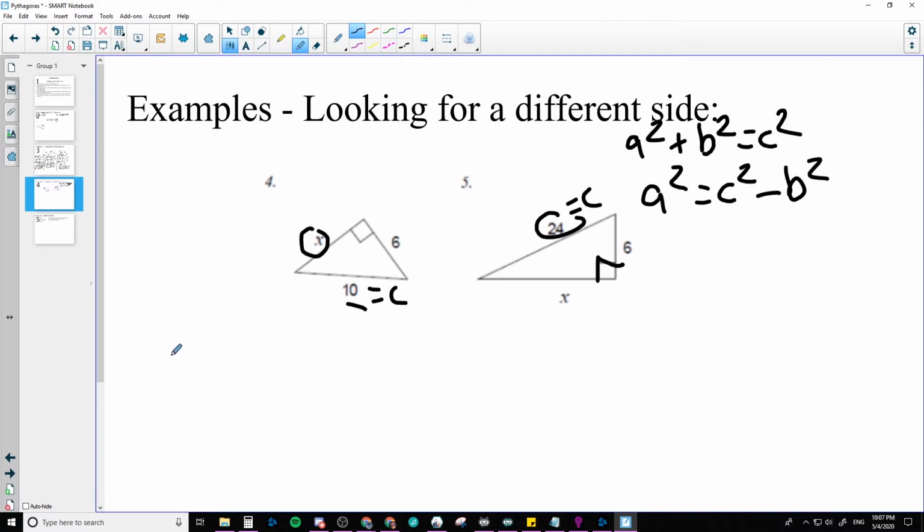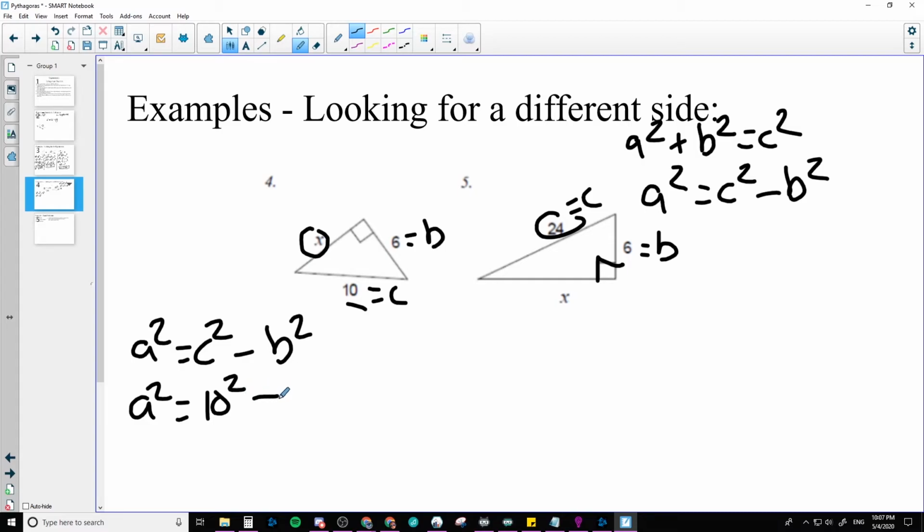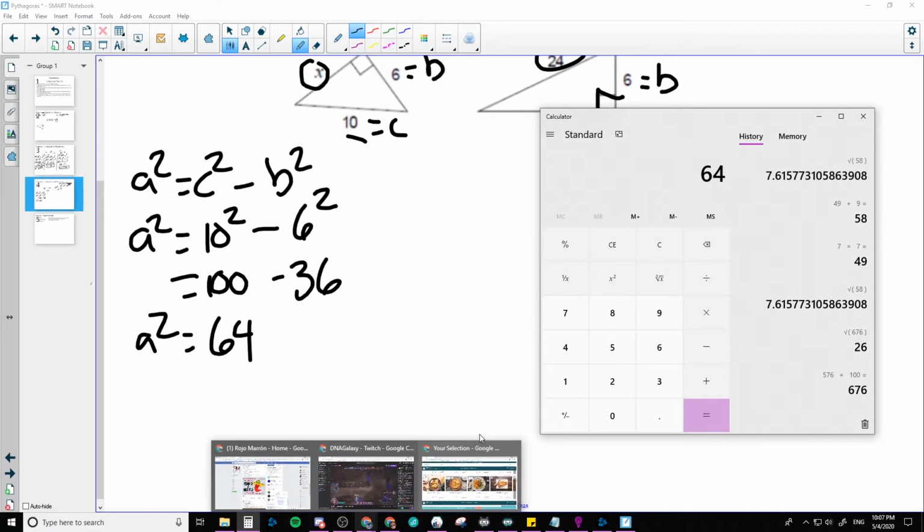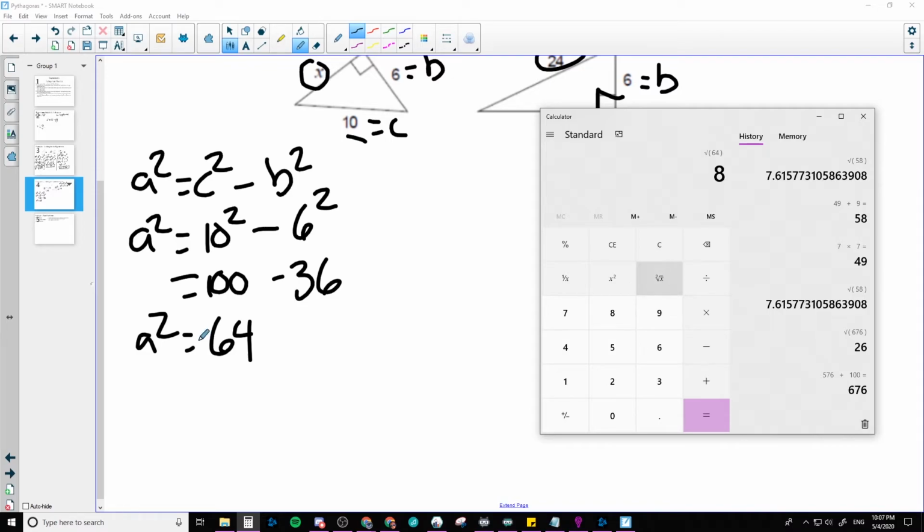Okay, so let's use that formula. A squared equals c squared minus b squared, where this is c and the other side we have is b. So a squared equals 10 squared minus 6 squared. So this is going to be 100 minus 36, which is going to be 64. And then we've got to square root that, which gives us our answer of 8.